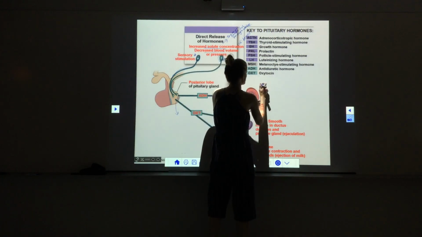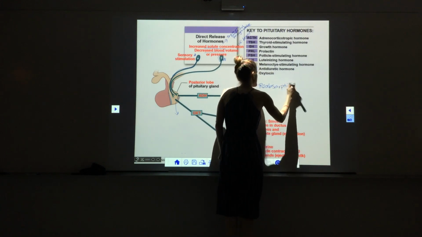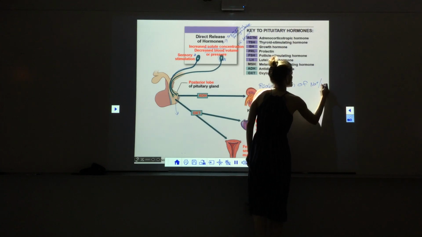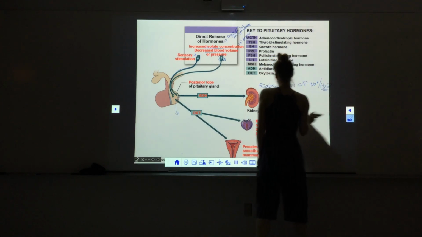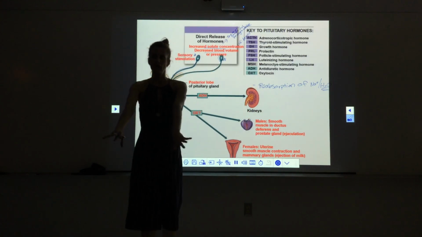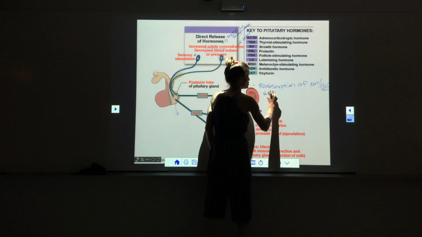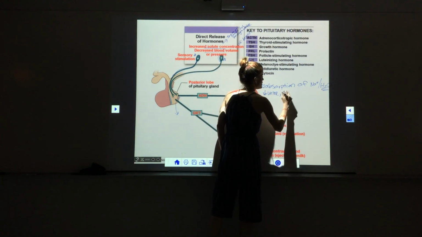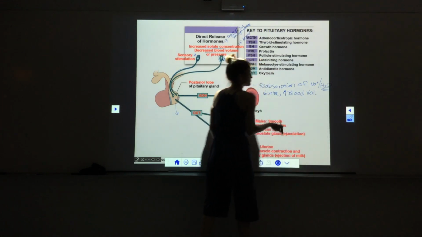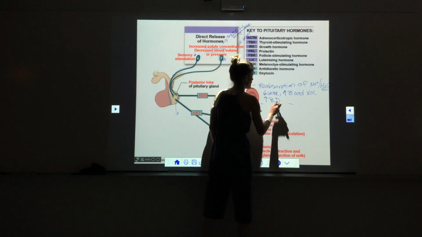At the kidneys, it causes the reabsorption of sodium and water. Okay, so reabsorption of water means we're not putting it out of the urine, we're reabsorbing it back into the body. So that decreases urine production and increases blood volume. Increasing blood volume can increase blood pressure.